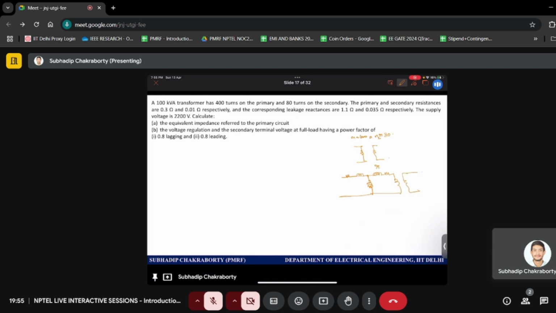So you have to reflect. If you want to reflect to the primary, then I write it like R2 dash and X2 dash and R1 and X1. So R1 is given as 0.3 ohm and X1 is given as 1.1 ohm. But R2 and X2 are given as 0.01 ohm and 0.035 ohm.